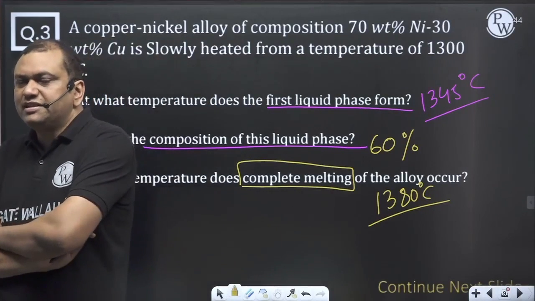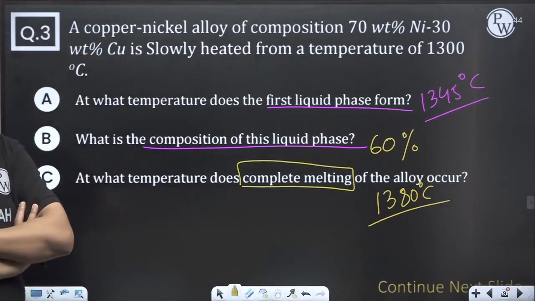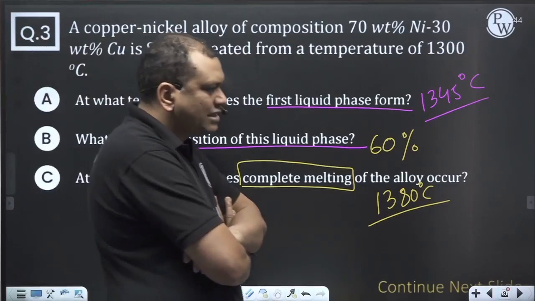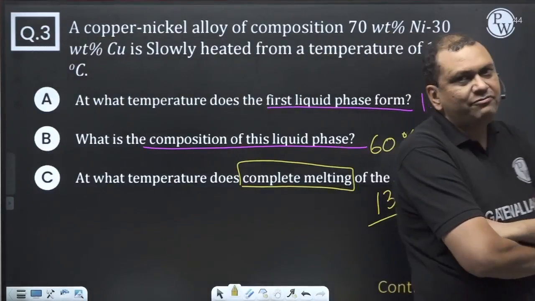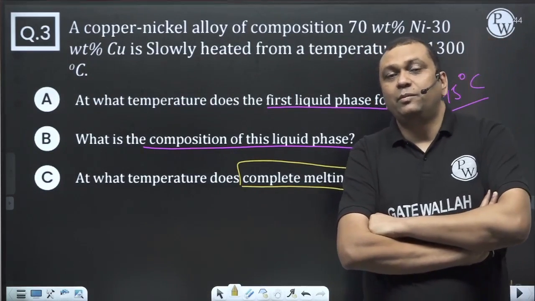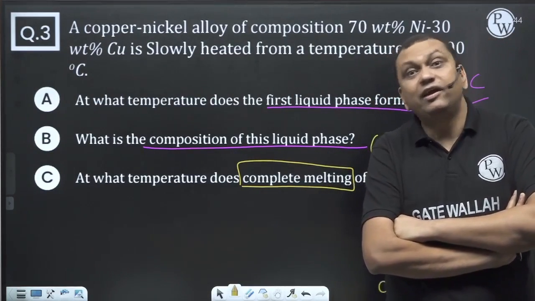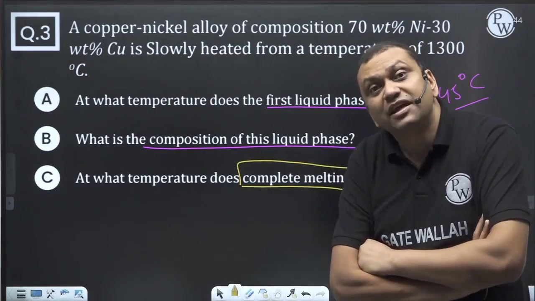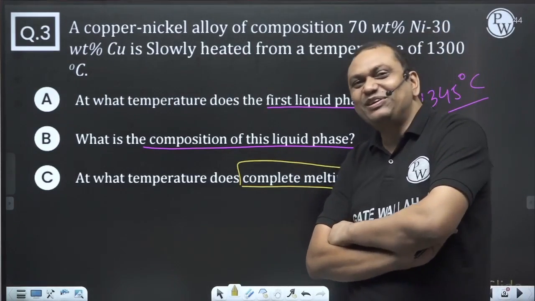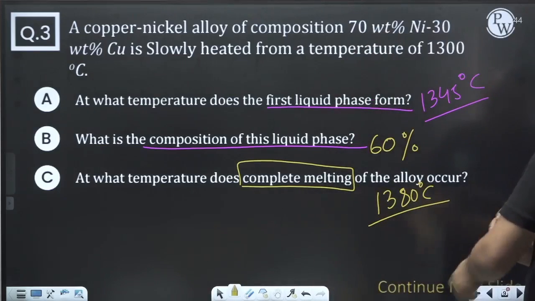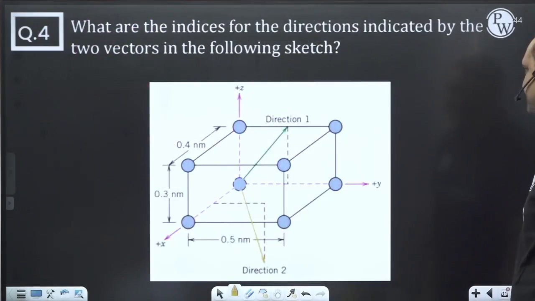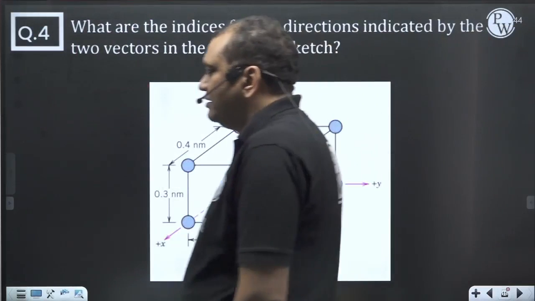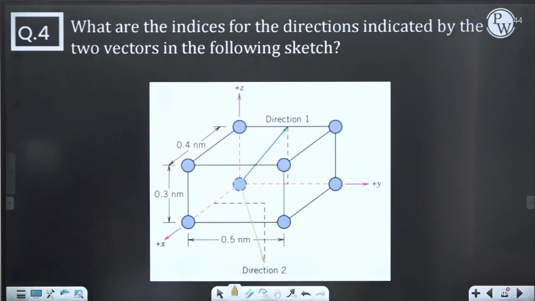So these three questions I have taken from the binary phase diagrams. In the GATE exam, some questions are very easy, but some questions involve heavy fundamentals. See what quality of questions these are. Now, next question. Read the question first and look at the diagram.